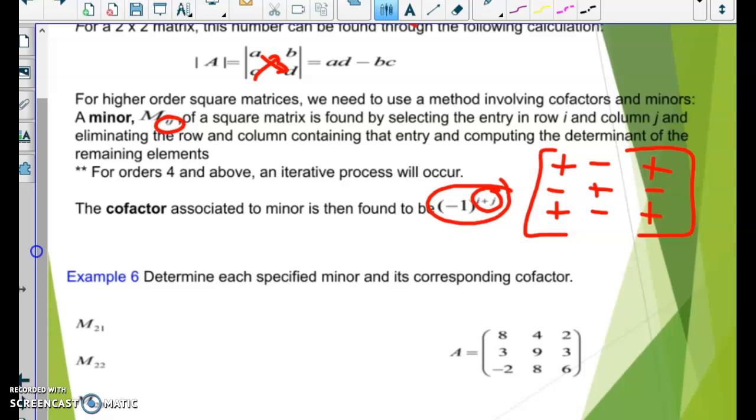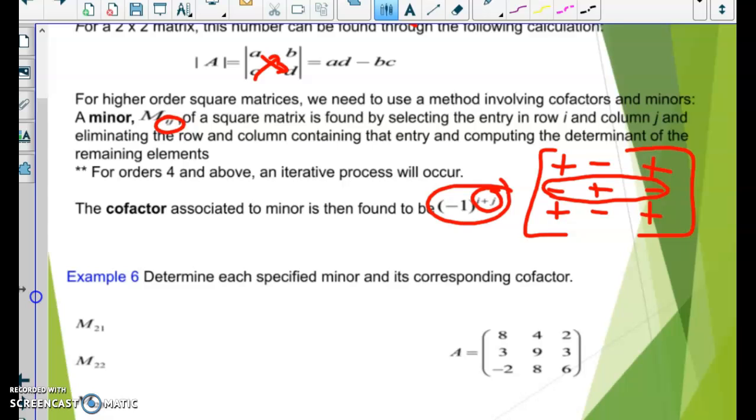So when we do the first row expansion, it's going to be positive, negative, positive. And I'm going to show you on this one right here. So we're going to be expanding about the second row right here. So we're going to be using those signs in front of the terms.